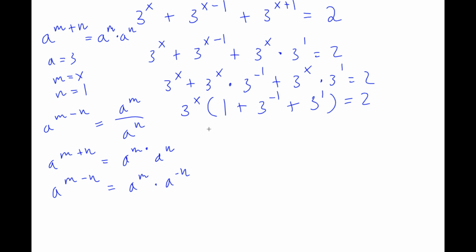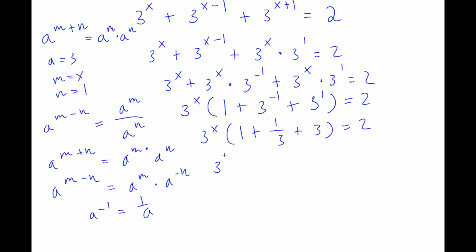Now I'm going to simplify this a little bit. We have 3 to the power of x times 1 plus 3 to the power of negative 1. If we have something in the form a to the power of negative 1, this is equal to 1 over a. So 3 to the power of negative 1 would equal 1 over 3. Now we're adding this with 3 to the power of 1, which is the same thing as just 3. So now this is equal to 2.